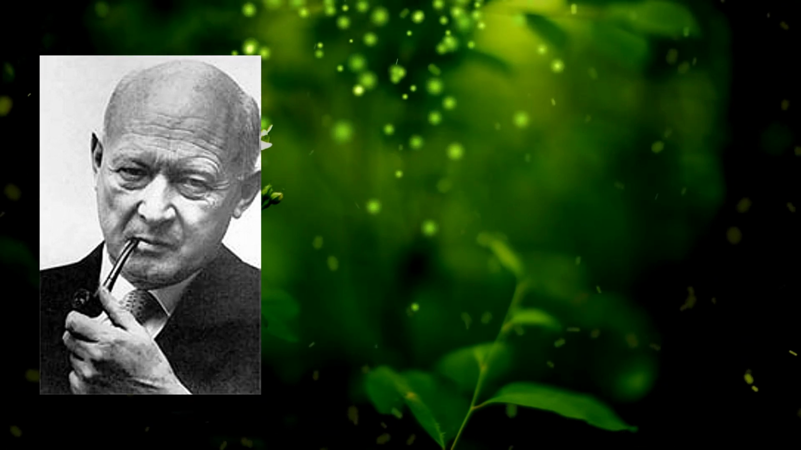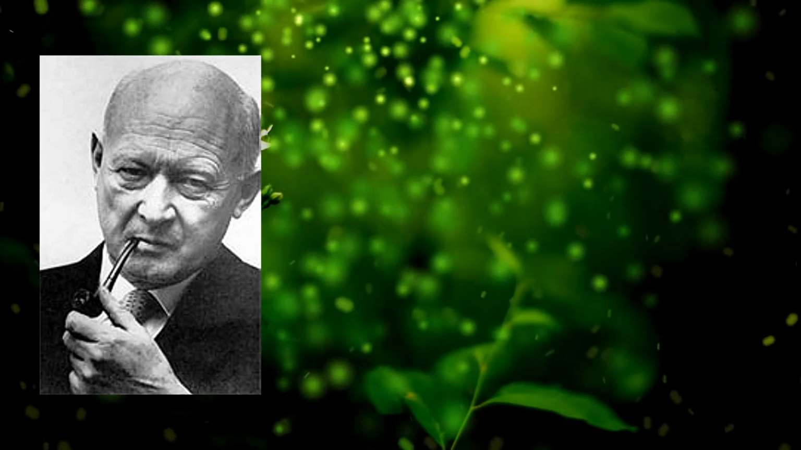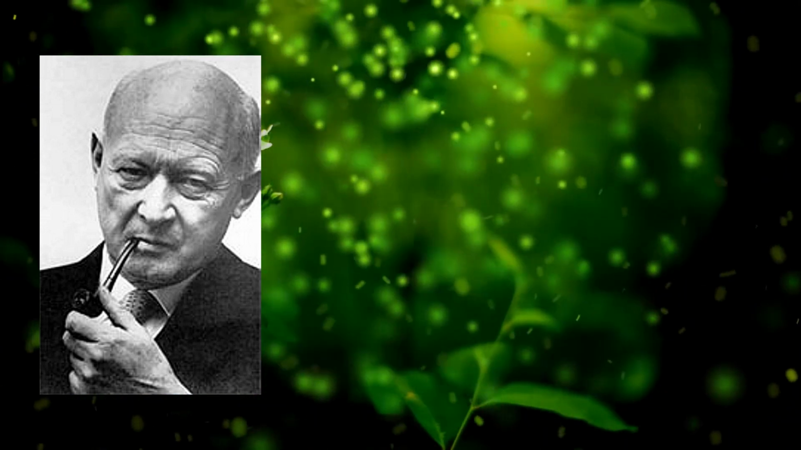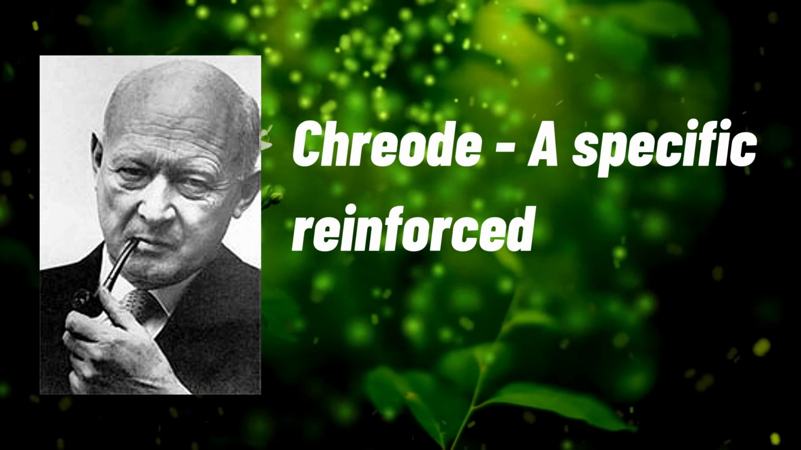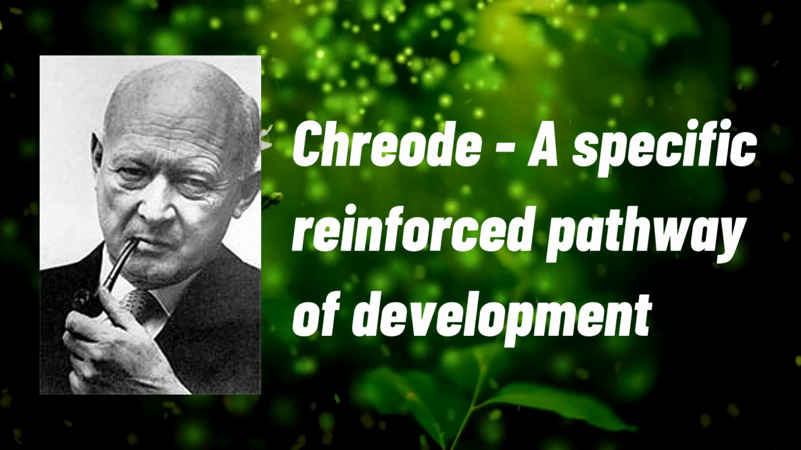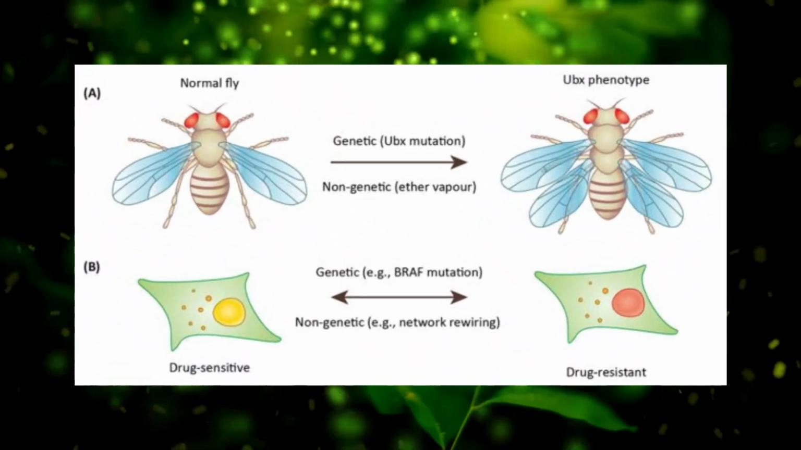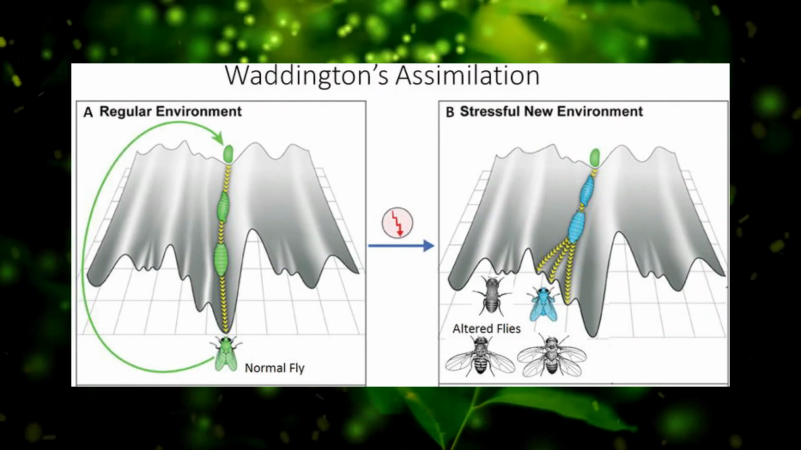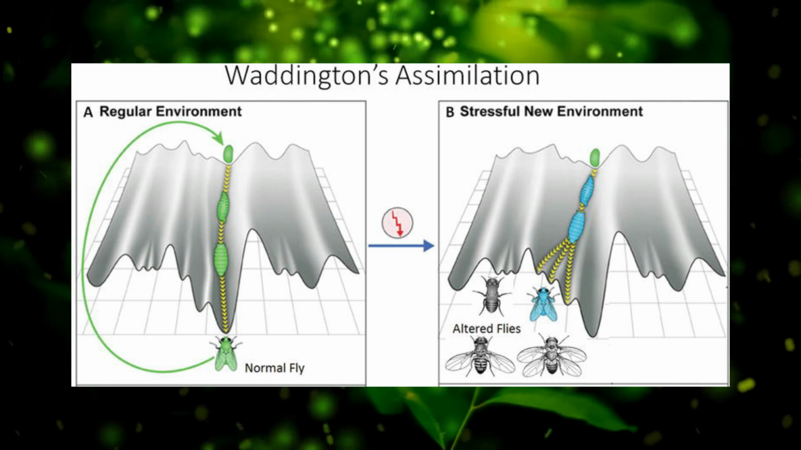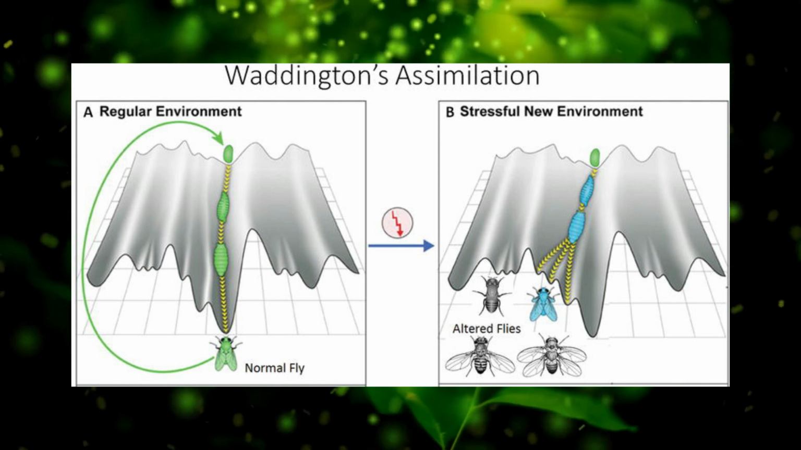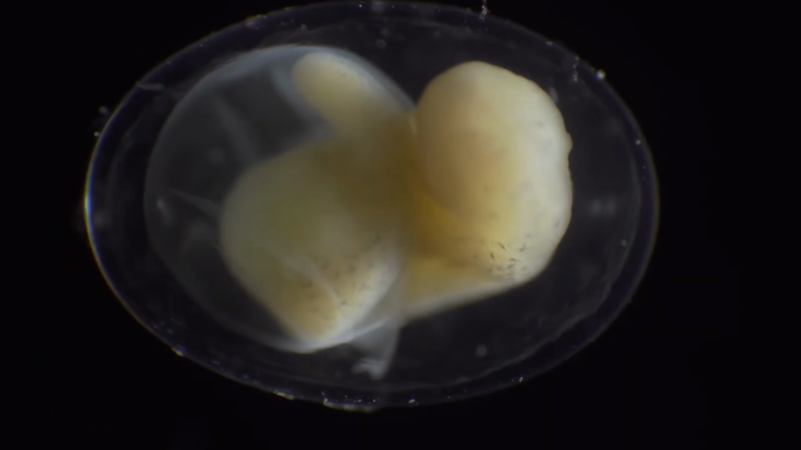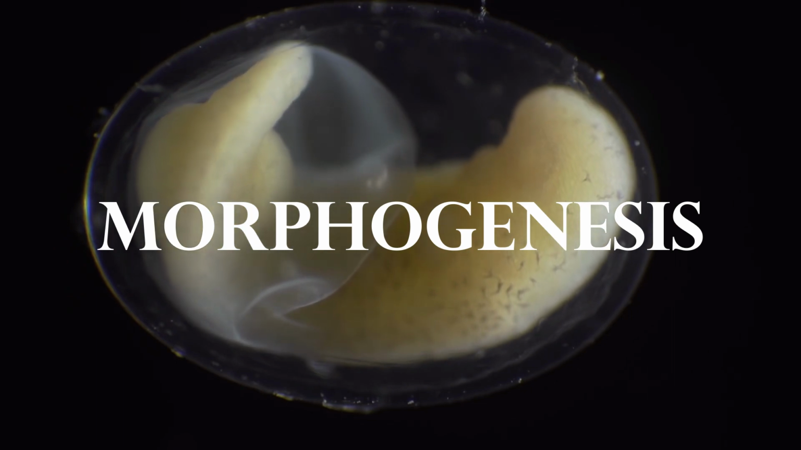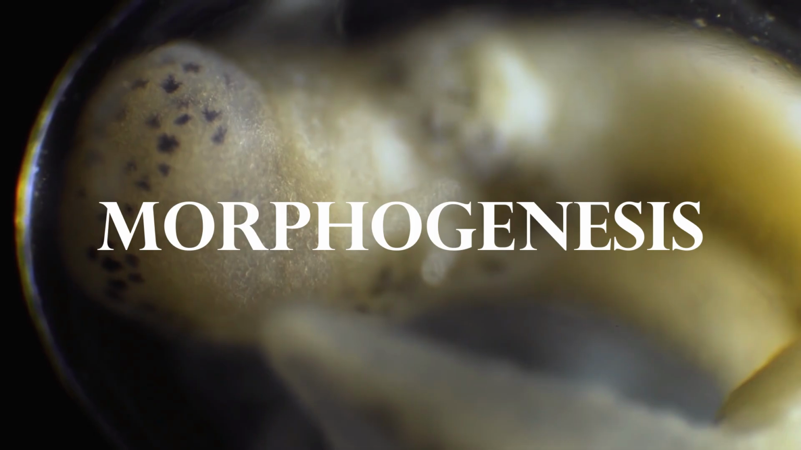This led Waddington to propose that the morphogenetic development of these organisms was influenced not only by their DNA, but actually arose from a Chreode, a word he coined to describe a specific reinforced pathway of development. So basically, after generations of having their development altered, this pathway of bithorax gene expression became strongly reinforced in the fruit flies so that the Chreode would apply even under normal circumstances. This gives us an insight into the process of morphogenesis, the way an organism develops through all its different parts in order to reach its whole form.